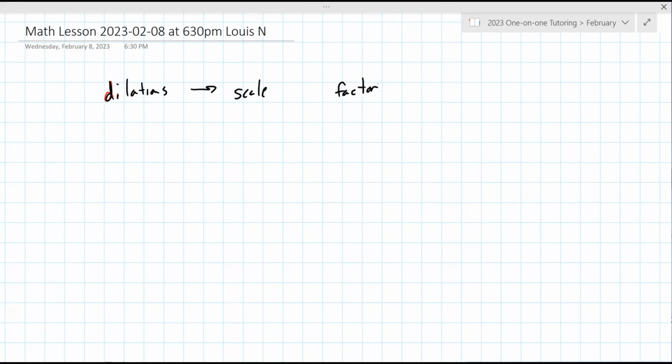Does that mean anything to you? Scale factors? I've heard it before, but I don't remember the name. So let's take a really simple graph here.